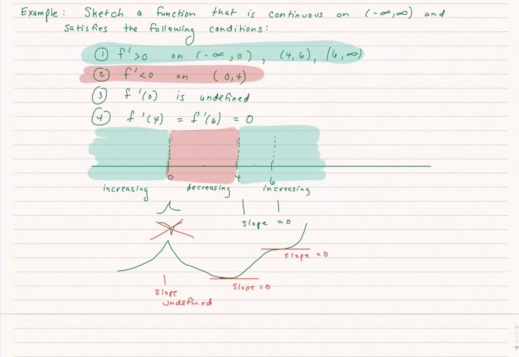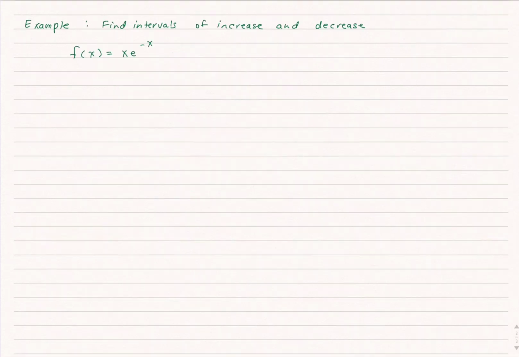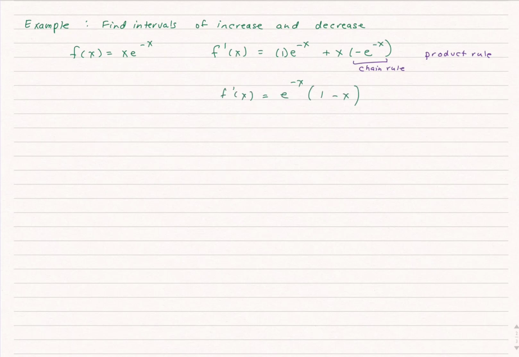Let's do another example. Let's find the intervals of increase and decrease for the following function: f of x equals x times e to the negative x. The first thing I need to do is find f prime of x. Using first the product rule and then the chain rule, this is what I get my first derivative to equal. I can't do anything with it in the form I have it, so I'm going to factor out that e to the negative x in order to be able to set this equal to 0 to find my critical points.